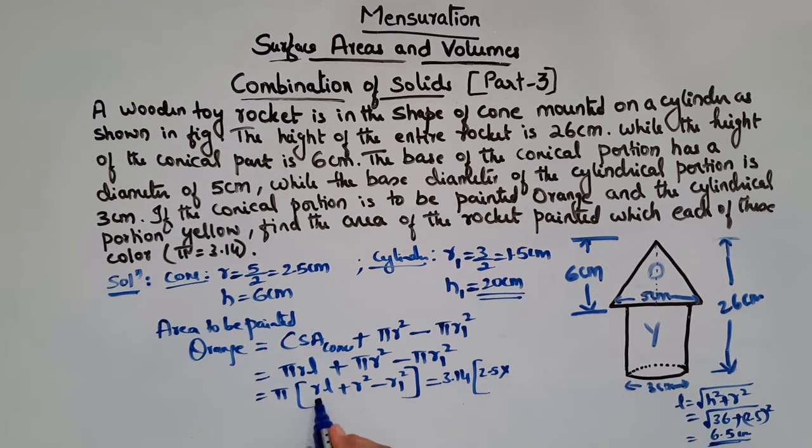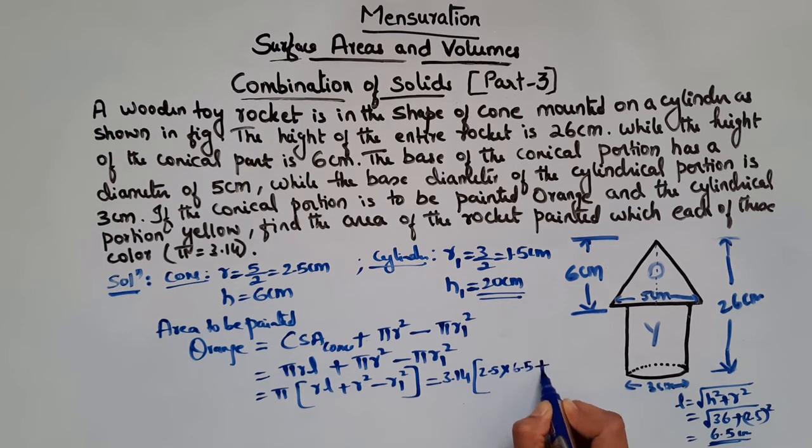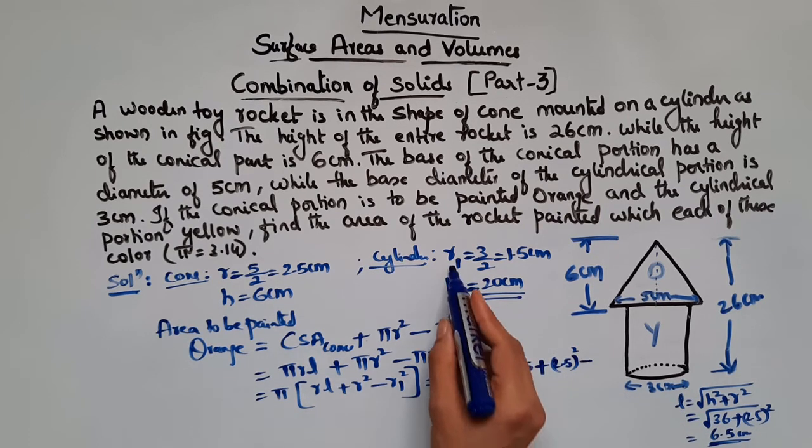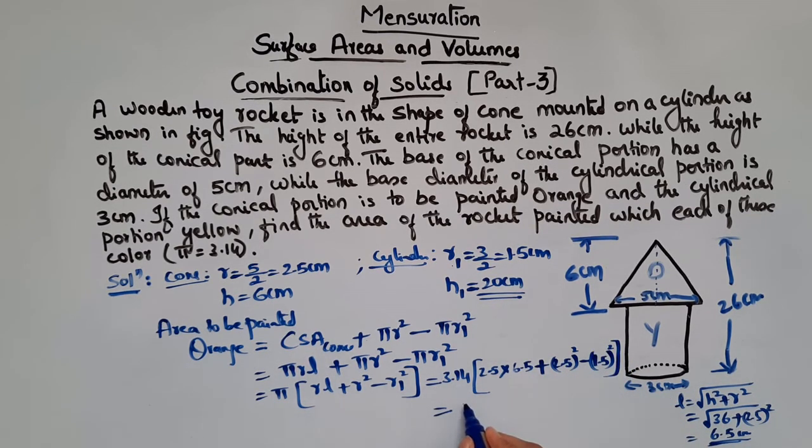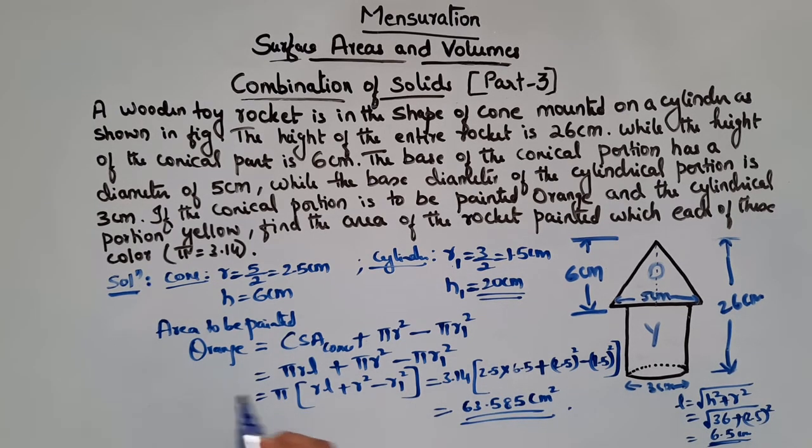So let's substitute the value of L here. So L is 6.5 plus r square. R is 2.5. So 2.5 square minus r1 square. R1 is 1.5. So 1.5 square. So when you simplify this, this will give you 63.585. This is the area, so square centimeter. So area to be painted orange is 63.585 square centimeter.